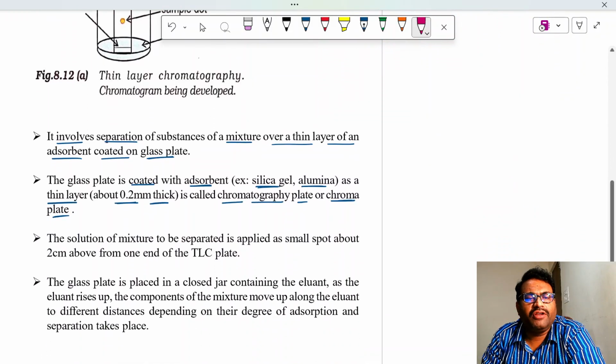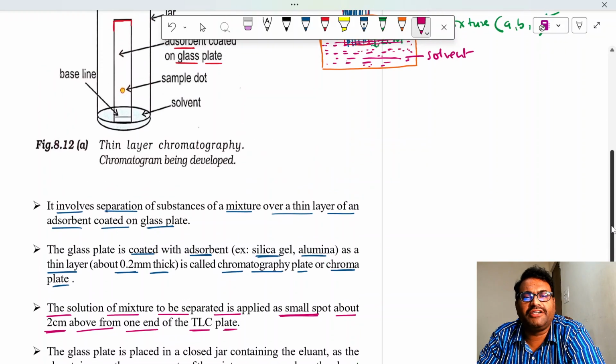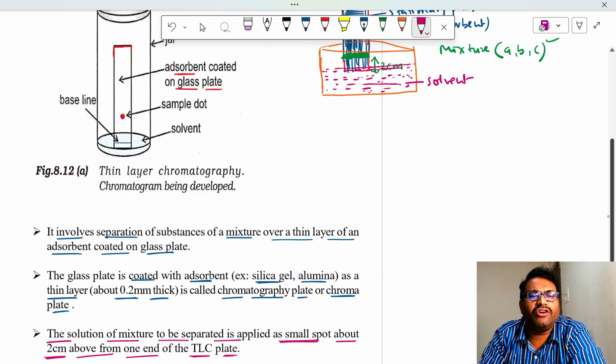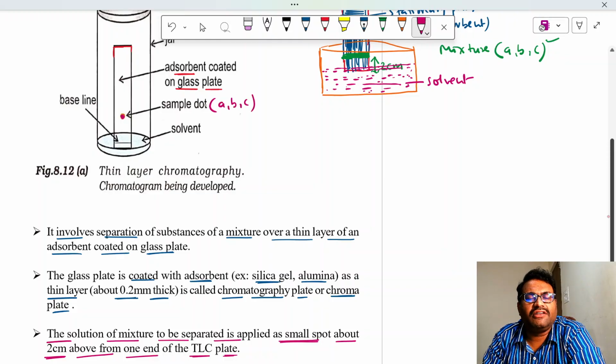Now you see, the solution of the mixture to be separated is applied as a small spot about 2 centimeters above one end of the TLC plate, the thin layer chromatographic plate. Here we have placed it like a dot. I placed it like a thick line. You can place either a thick line or a dot. So the sample dot contains components A, B, C, which are to be separated.